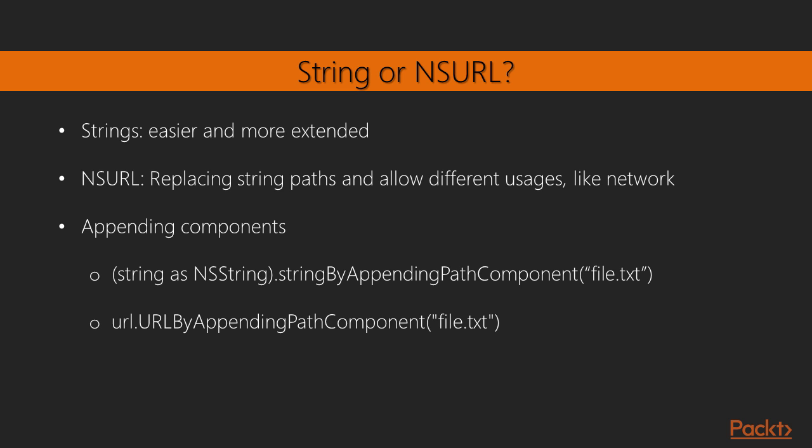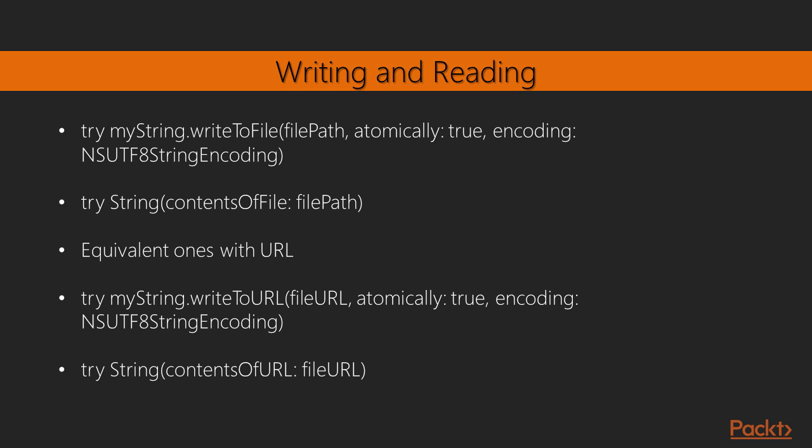The next question is, how can we append the file name on these paths? Both URL and strings have a method called appendingPathComponent. However, as this method is not available for Swift strings anymore, we have to cast the string into an NSString. Once we've understood the previous concepts, we can start saving and reading data.